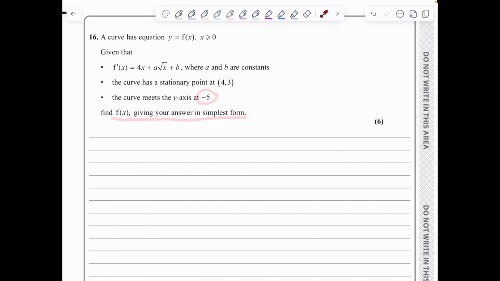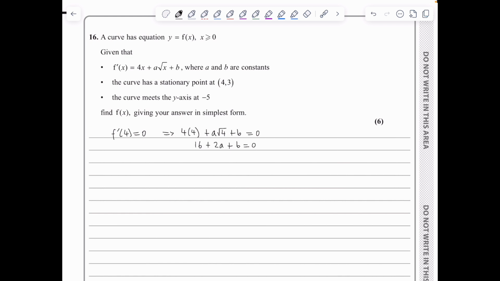Well, let me start by the fact that we've got a stationary point at x is 4. This means that f dash of 4 is equal to 0, because we know that stationary points satisfy that the first derivative is 0. This leads to 4 times 4 plus a times root 4 plus b is equal to 0, and therefore we've got 16 plus 2a plus b is equal to 0.